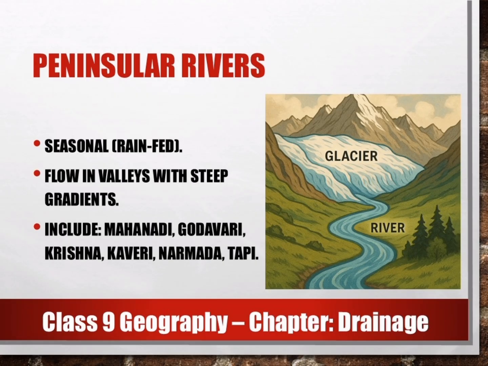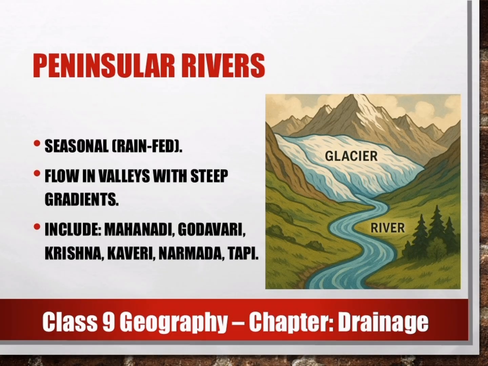They originate in the Western Ghats or Central Highlands, and they are mostly rain-fed. This means they carry a lot of water during the rainy season, but they dry up during the summer. These rivers have shorter and more stable courses, and they don't form large deltas like the Ganga. Most of them flow eastward and drain into the Bay of Bengal. However, some like the Narmada and Tapti flow westward into the Arabian Sea.